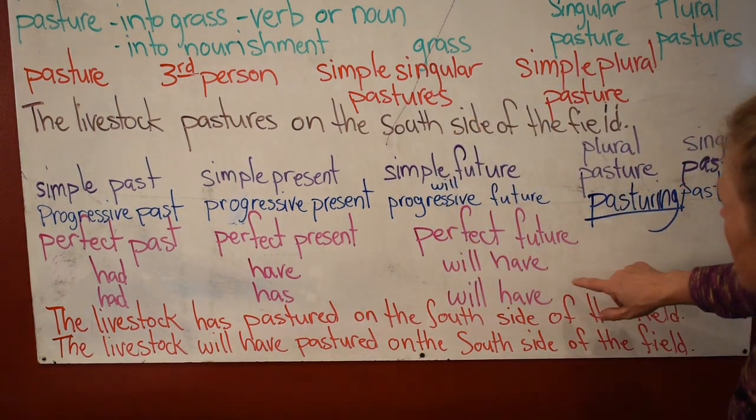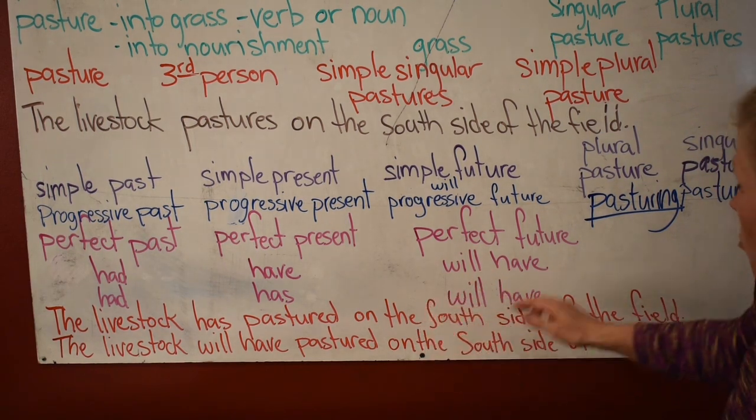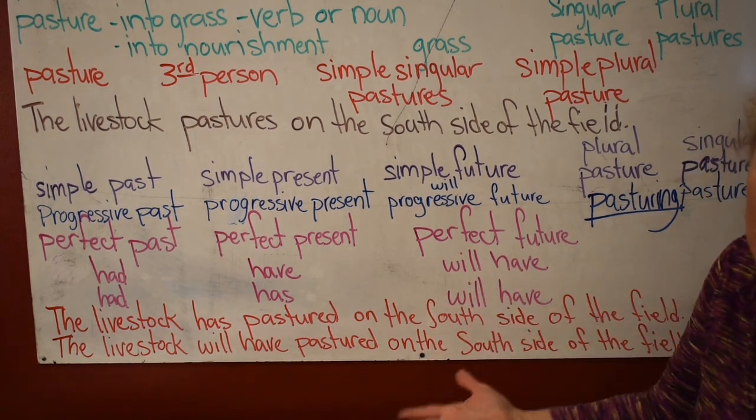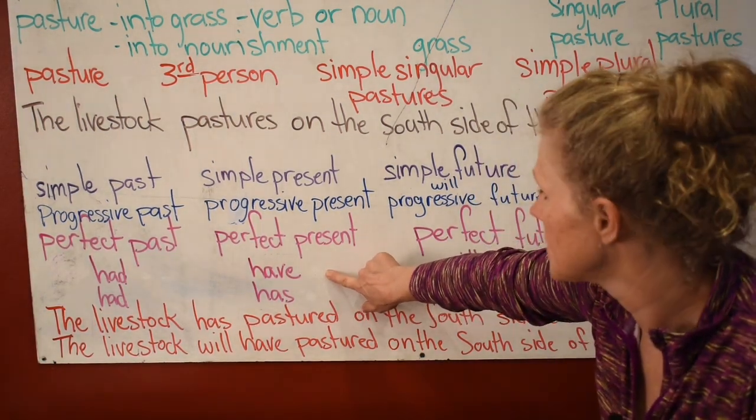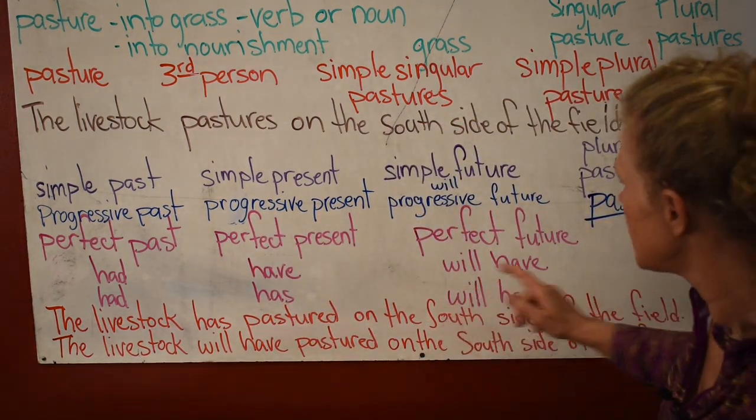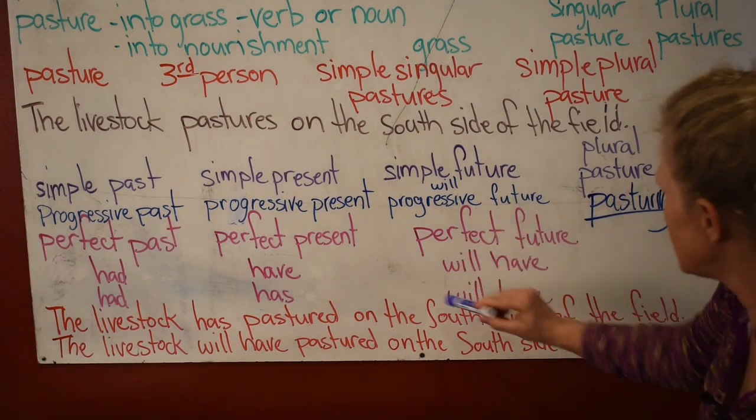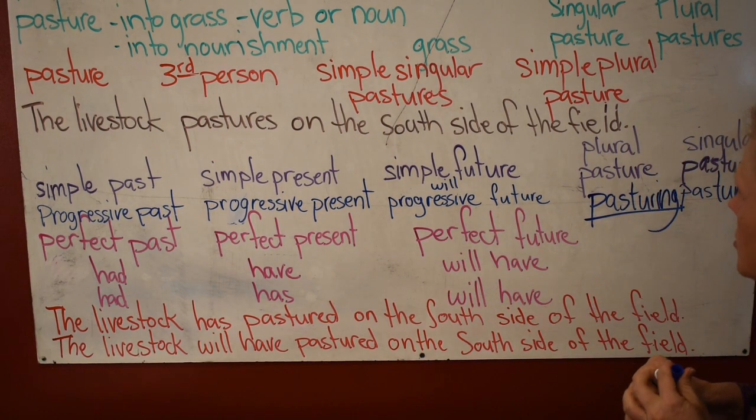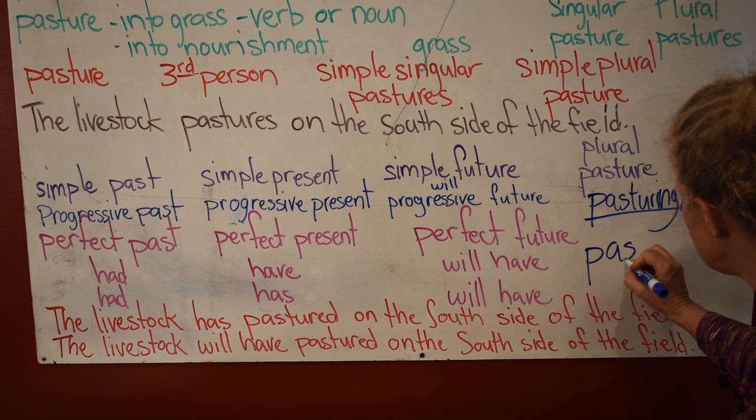Okay, now, with the future, you don't have to worry about it. It's the same. Will have, it doesn't matter. But you have to care about it in the present. Now, if we're talking about pasture, what are we going to say when we're using pasture? We're going to use our participle, and it's going to be pastured.